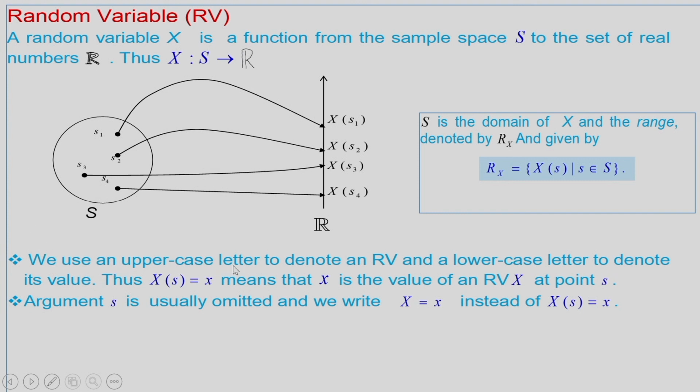We use an uppercase letter to denote random variable and a lowercase letter to denote its value. Thus, X(s) is equal to x means that x is the value of a random variable X at a point s. Argument s is usually omitted and we simply write X is equal to small x instead of X(s) is equal to small x. So, we have defined random variable, it is a mapping from the sample space to the real line.